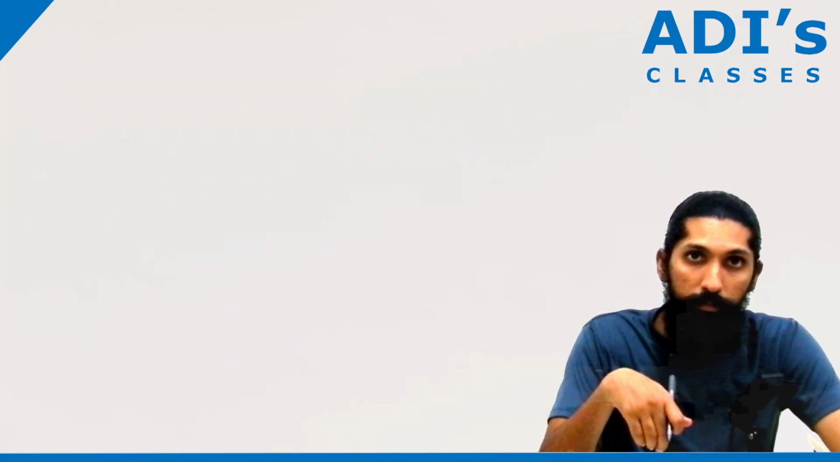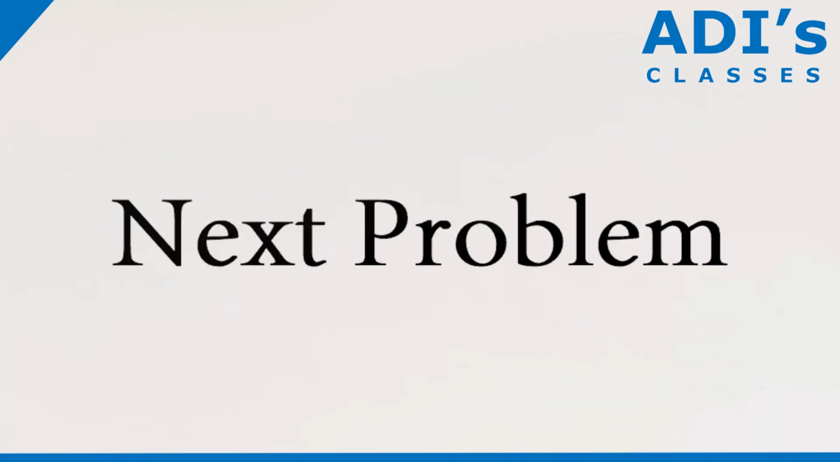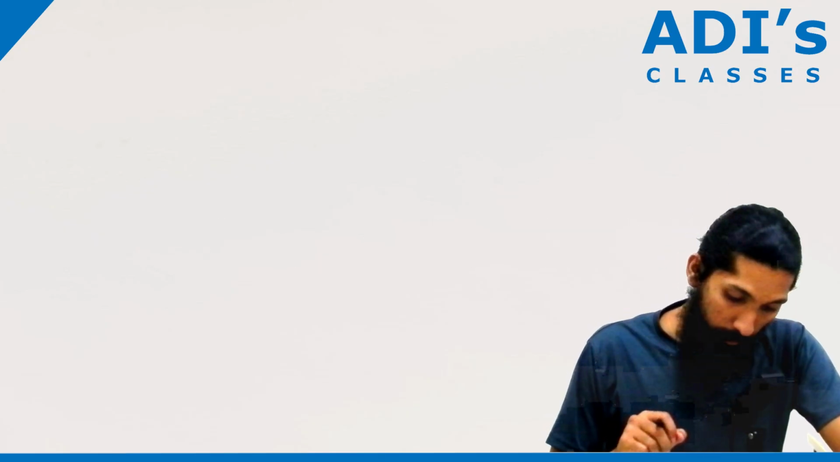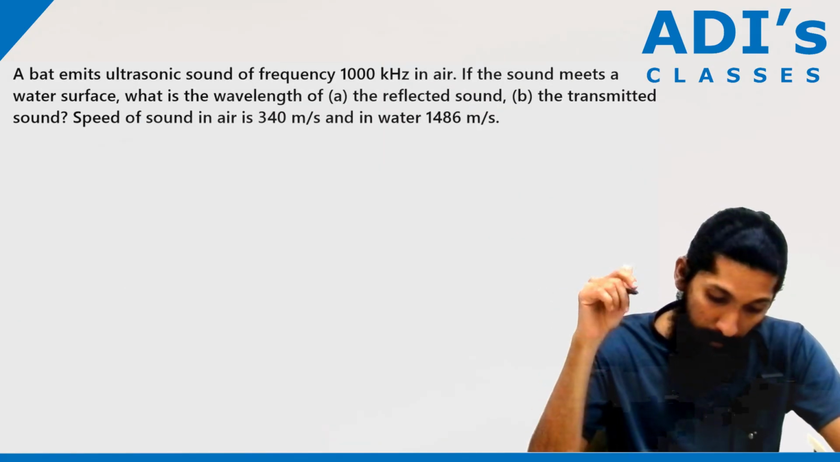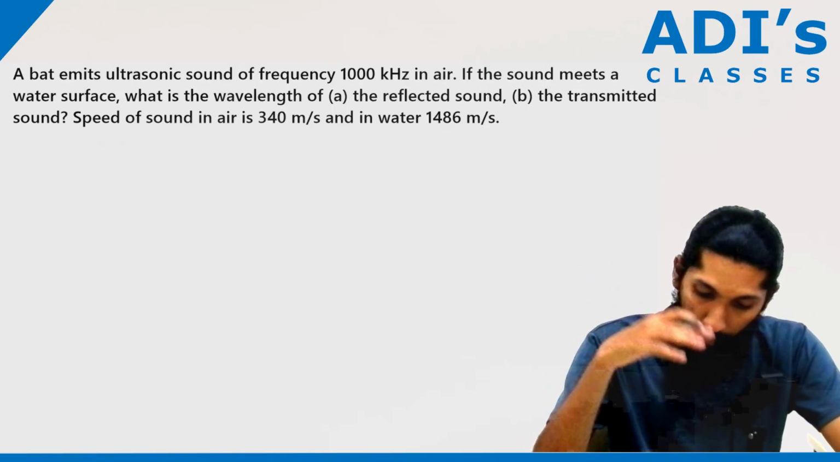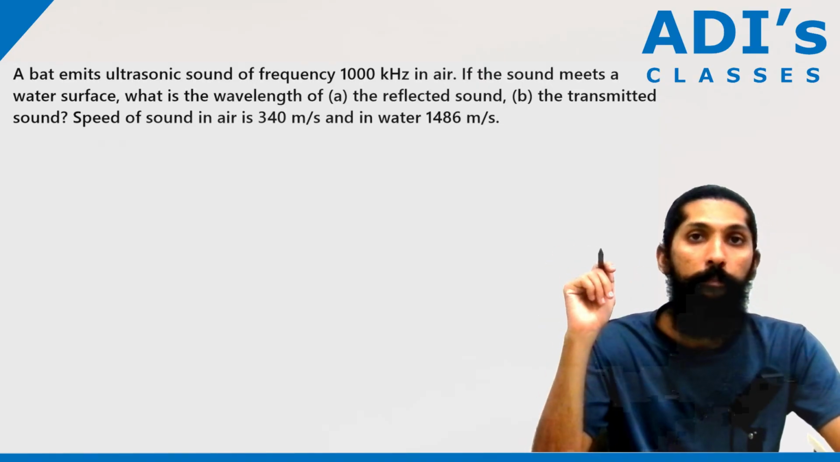Let's move on to the next one now. See, in the next question, what do we have? A bat emits ultrasonic sound of frequency 1000 kilohertz in air. If the sound meets a water surface, what is the wavelength of? Two sub questions, right? The reflected sound, the transmitted sound. Speed of sound in air is 340 and in water is 1486, correct?